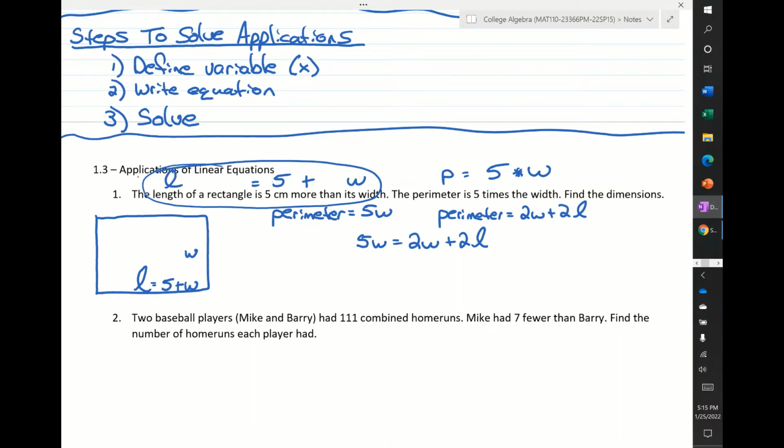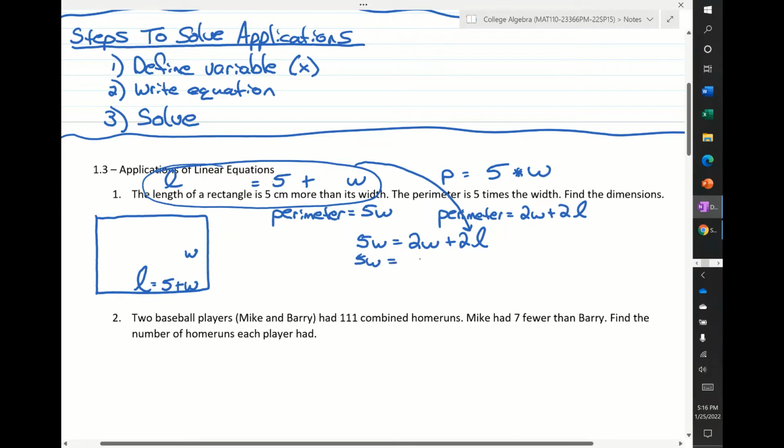Yeah. That's right. What's your name? Emily, thank you. So Emily said we could substitute this equation in for L. And then from there, it's just straightforward algebra. Let's go ahead and do this.